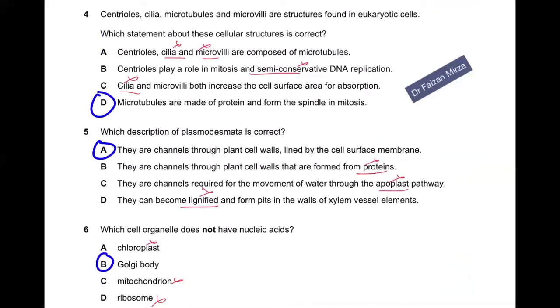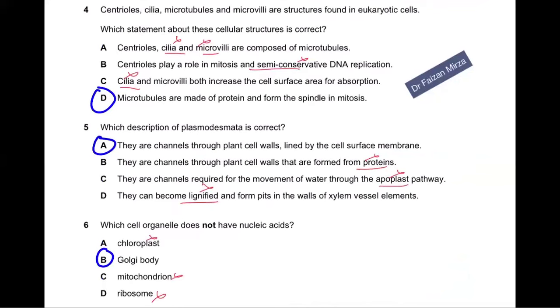Centrioles, cilia and microvilli are structures found in eukaryotic cells. Which statements about these cellular structures are correct? Whatever option you pick, all three should qualify for that. Centrioles, cilia and microvilli are composed of microtubules. No, that's not correct for cilia and microvilli. Centrioles play a role in mitosis and semi-conservative DNA replication. No, there is no role there. Cilia and microvilli both increase surface area. Microvilli increase surface area, but cilia have no role in increasing the surface area. Microtubules are made up of proteins that form the spindle.